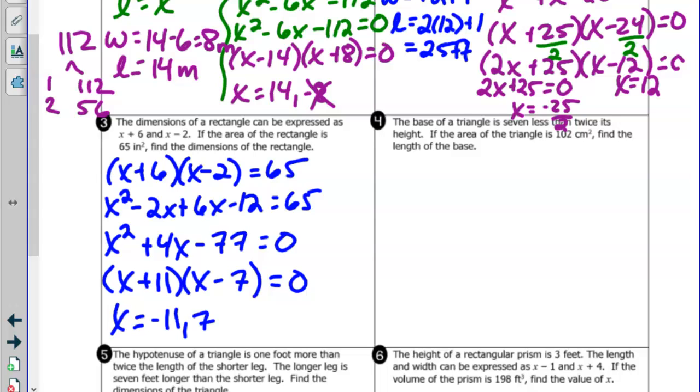So now we have x, this can be our length and our width. Doesn't matter which one you choose. So 7 plus 6 gives us 13, and what are our units? Inches. And our width is 7 minus 2, which equals 5. Thank you. It was too good to be true to not make a mistake.